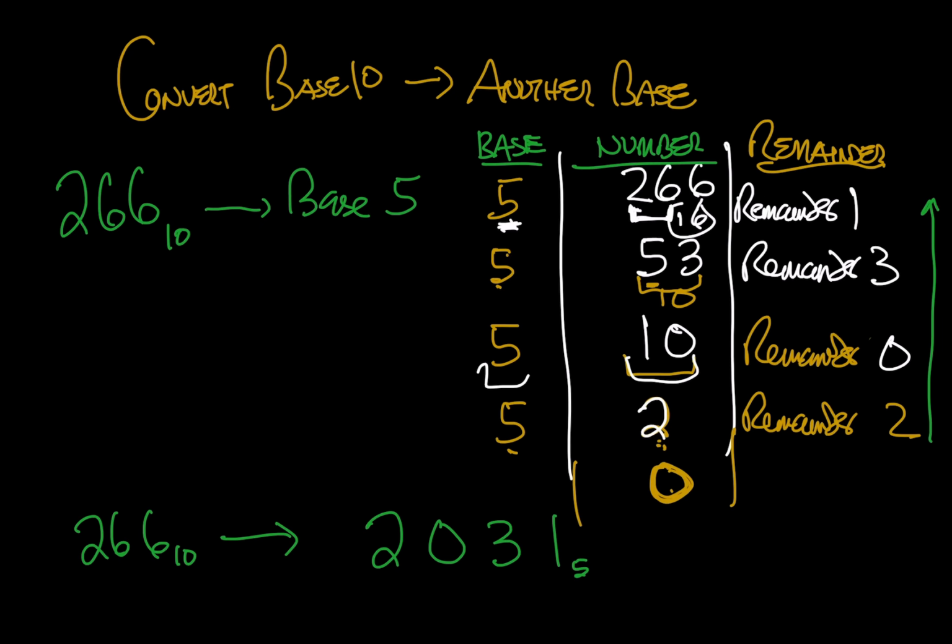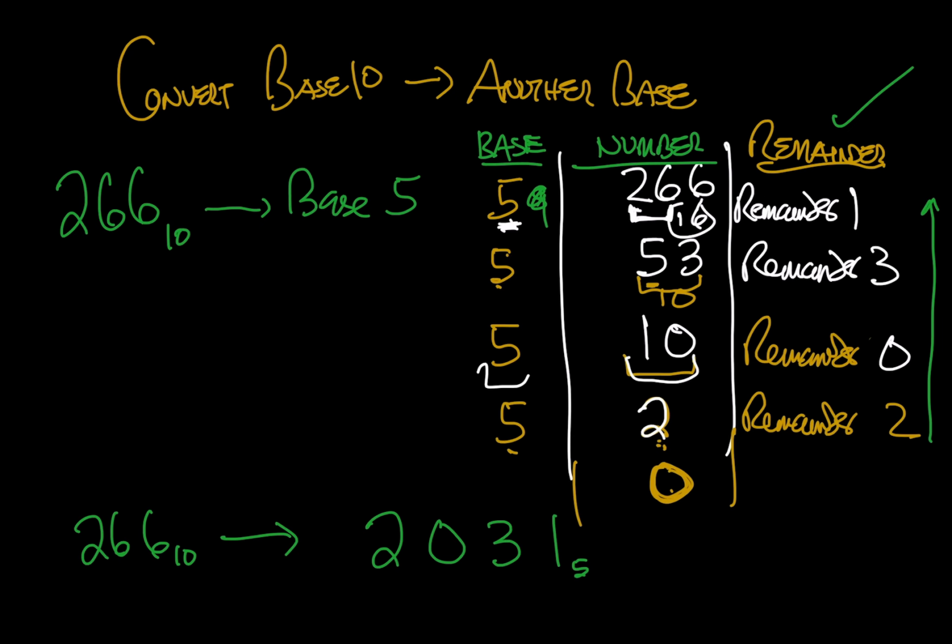That's how we convert any base. So if it's base 7 here, it's going to be 7. If it's base 8 here, it's going to continue to be base 8, or 9. We keep doing that. And then whatever we get under the remainder column is how we're going to rewrite that number in the different base that we are looking for.